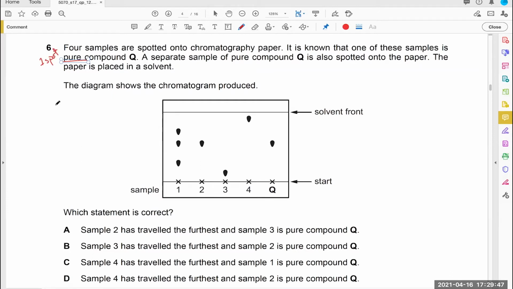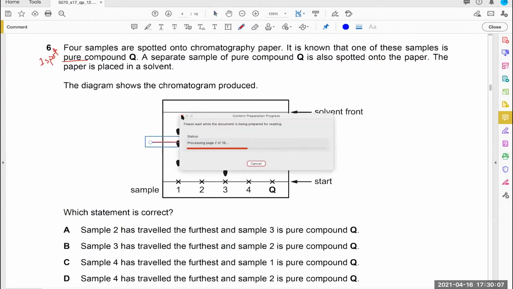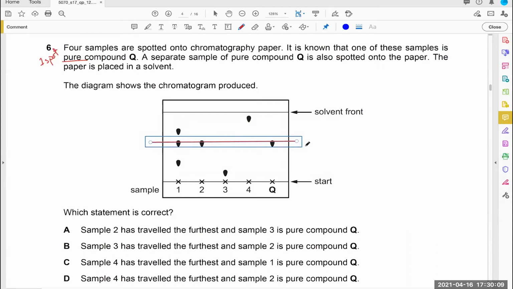ठीक है. अब वो कह रहा है कि किसी एक के अंदर Q है और बाकी में एक प्योर Q भी उसने कर दिया. तो आप देखो, we'll use the horizontal line test, and horizontal line test basically tells me कि जहां पर Q है उस लेवल पे कोई चीज होनी चाहिए जिसमें Q होगा. So here you can see that 1 and 2 both have Q in them because they're on the same horizontal level.